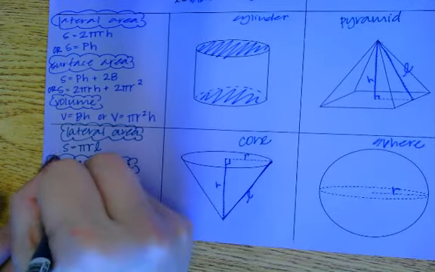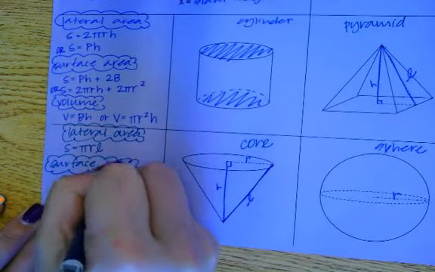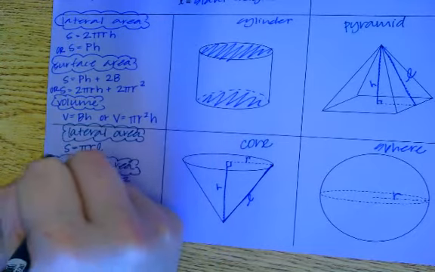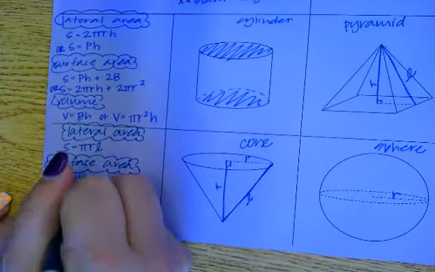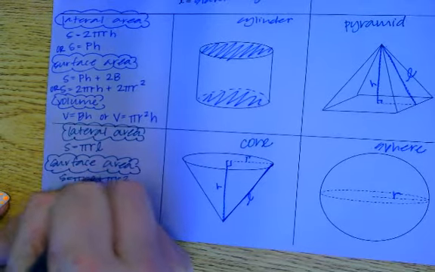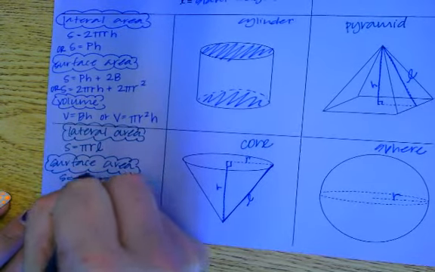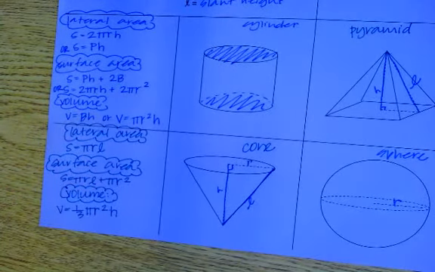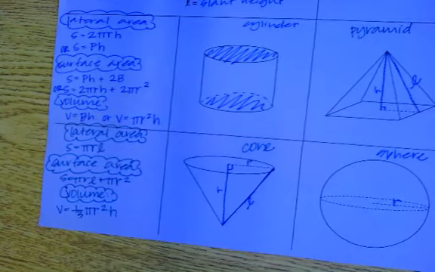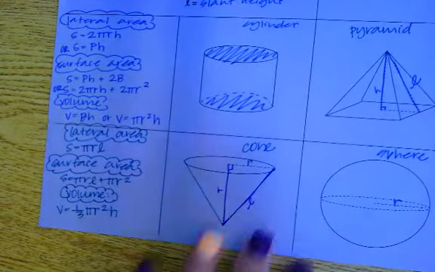And last but not least, our volume. Our volume is equal to 1/3 pi r squared times h. So 1/3 your base times your height. Area of your base times your height.